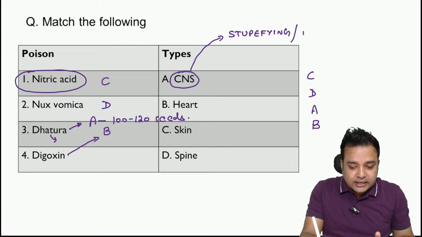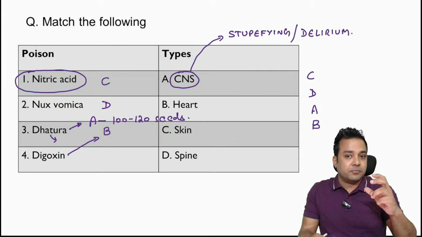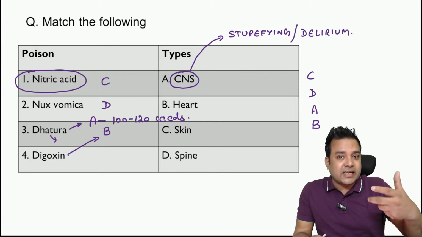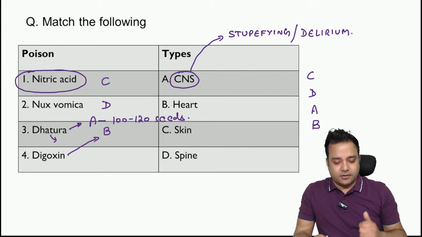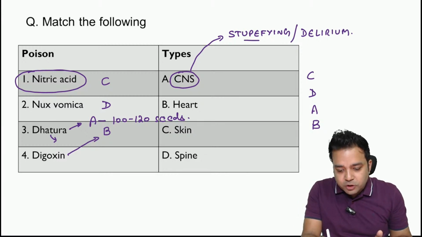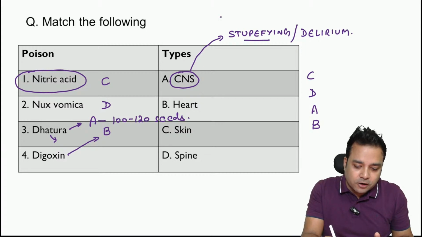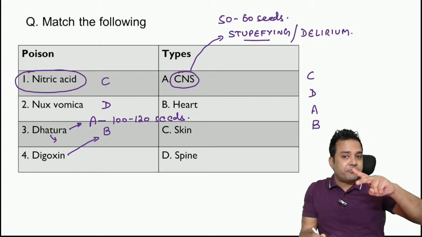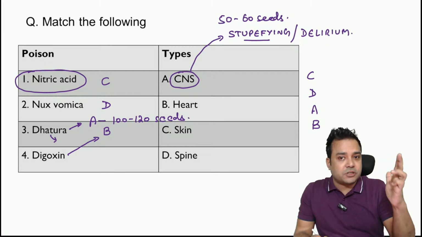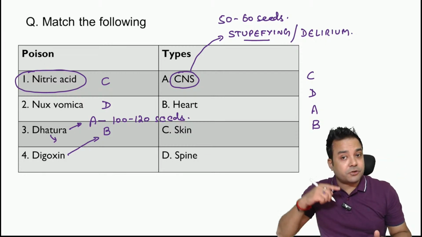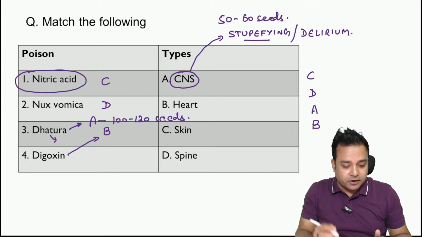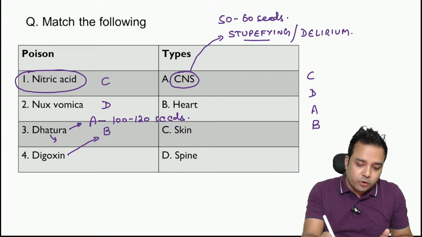Along with this, it leads to delirium. Which type of delirium? Low muttering delirium. The person speaks indistinct words. So it is a stupefying poison, meaning the person will become unconscious for a while. What is the stupefying dose? Half of the fatal dose, 50 to 60 seeds. What is the antidote preferred in Dhatura poisoning? IV physostigmine, because it crosses the blood-brain barrier. That is why it is preferred. What is the antidote for digitalis poisoning?